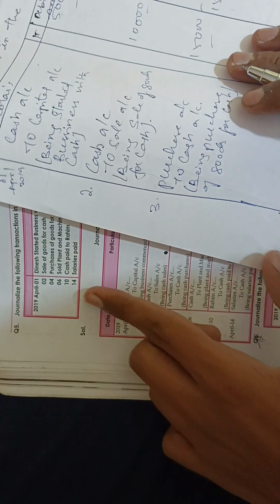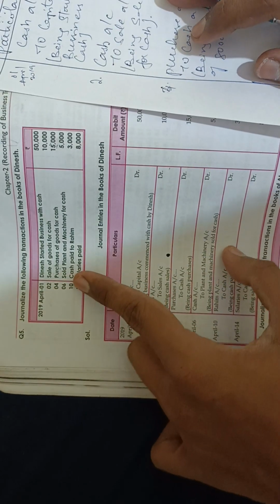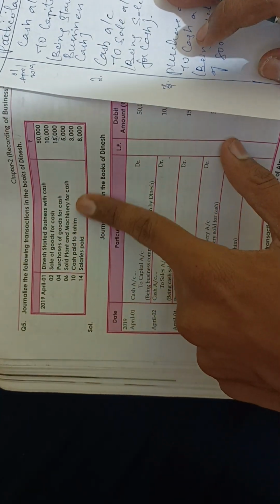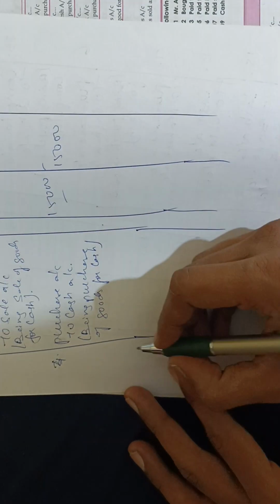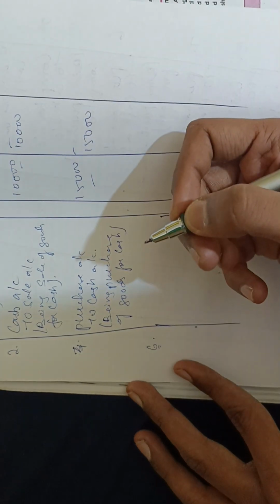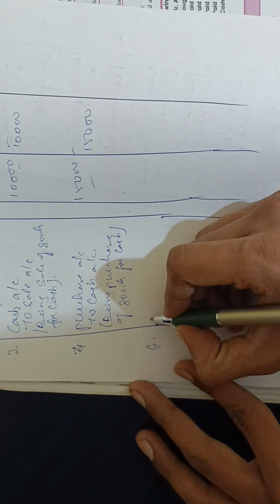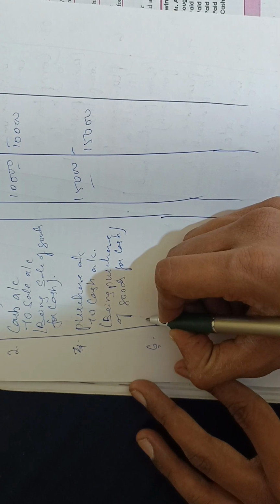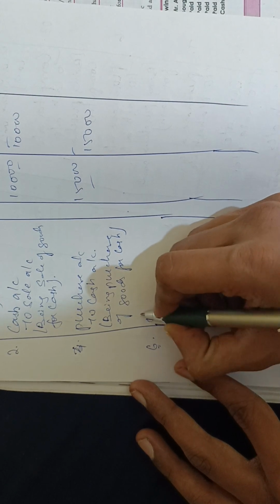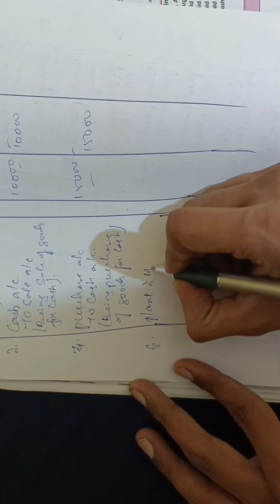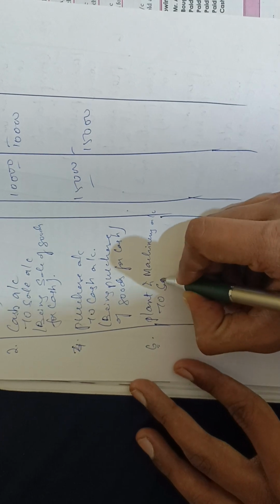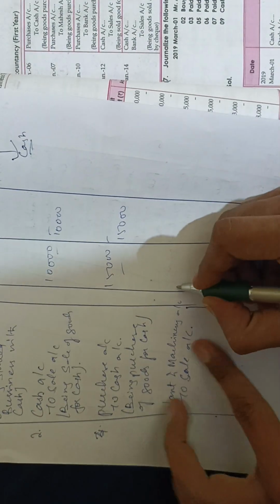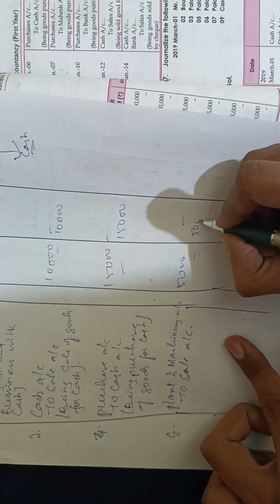The next transaction: sold plant and machinery for cash rupees 5,000. Selling the plant means you are getting cash. What you have sold is the plant, so either you can write cash account to sale account, or you can write plant and machinery. Here I suggest plant and machinery account to sale account. The amount is rupees 5,000 on both sides.